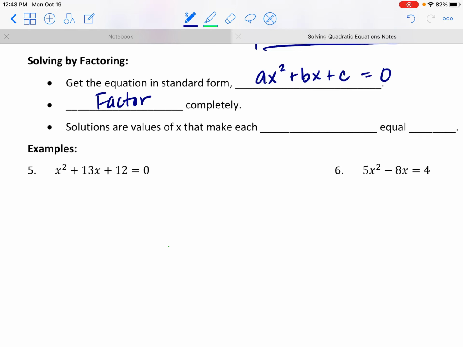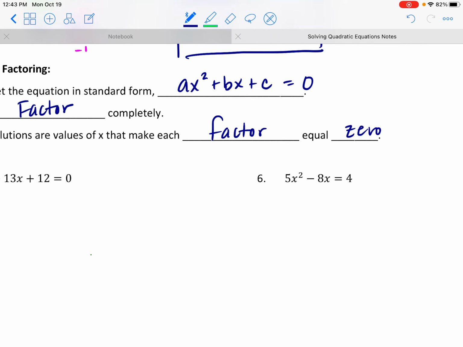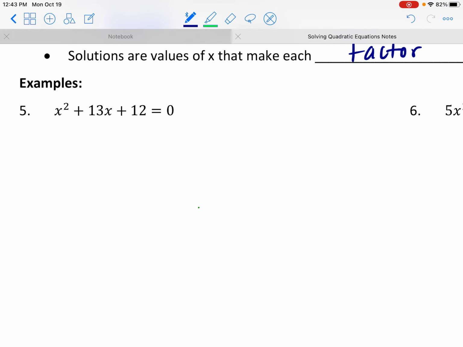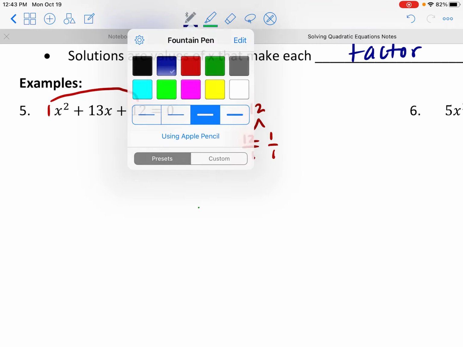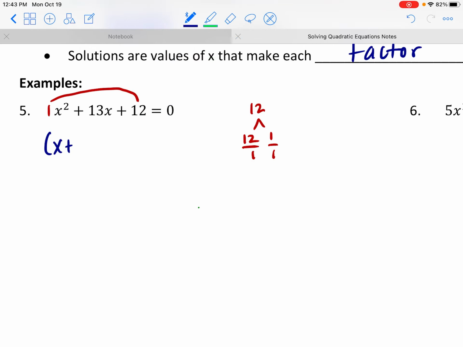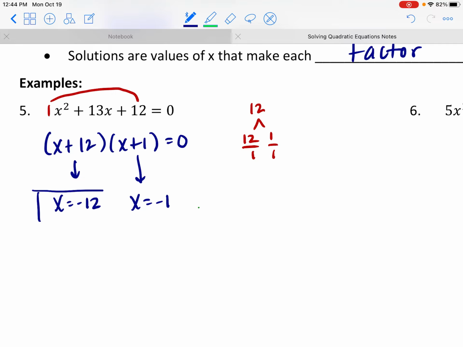If we can make one piece equal 0, then we can make the whole thing equal 0. So what makes each factor equal 0 is going to be a solution. Okay? So 5 is ready to go here. It's in order, equal to 0, so we would be looking for factors of 12 to make 13, which would be 12 and 1. And so this is going to factor into an 1x plus 12 and a 1x plus 1, which means one of our solutions is a negative 12, because that's going to zero out that first factor, and the other solution is going to be a negative 1, because that zeroes out that next factor.